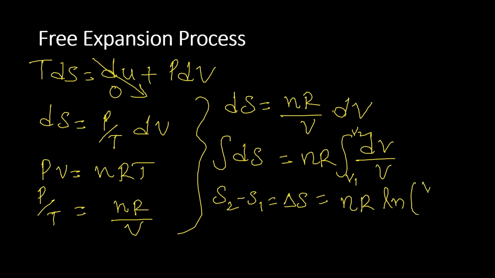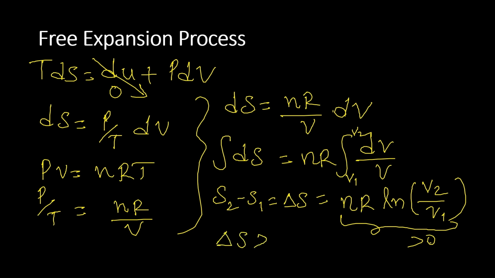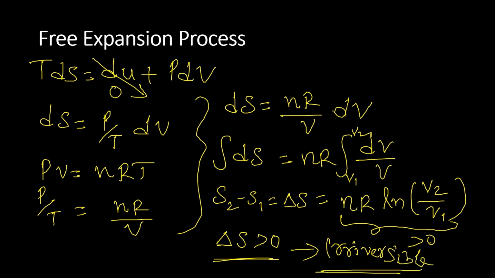This yields ln V2 by V1. We know V2 is greater than V1 for free expansion process, so this whole term is greater than 0, which yields delta S greater than 0. Entropy change is greater than 0 for irreversible process. So we can say that free expansion process is an irreversible process because change in entropy is greater than 0.